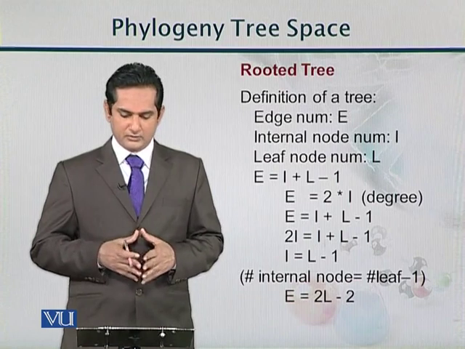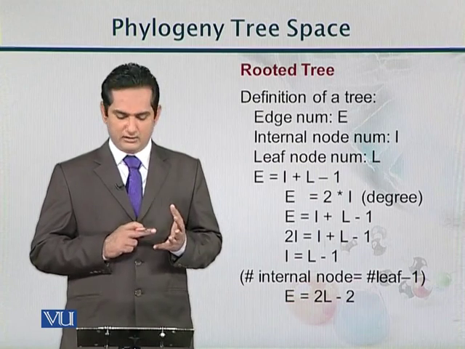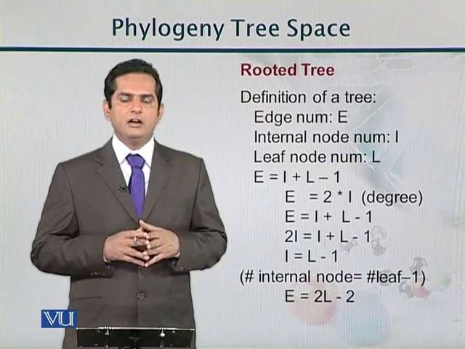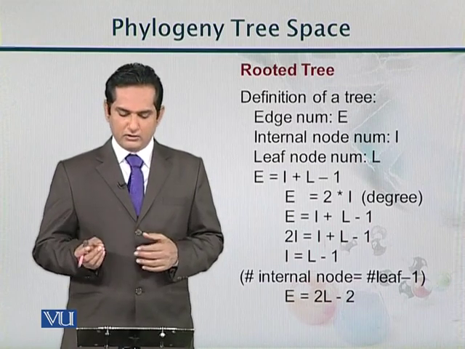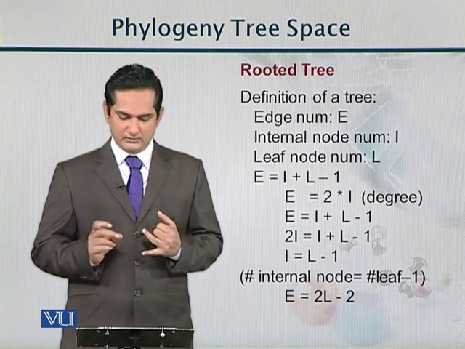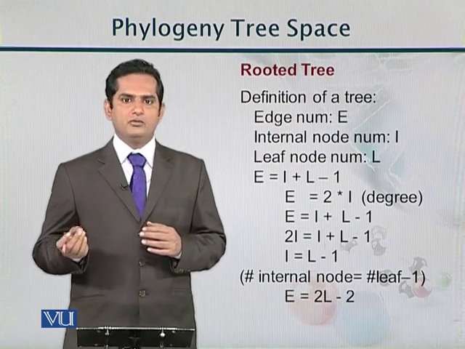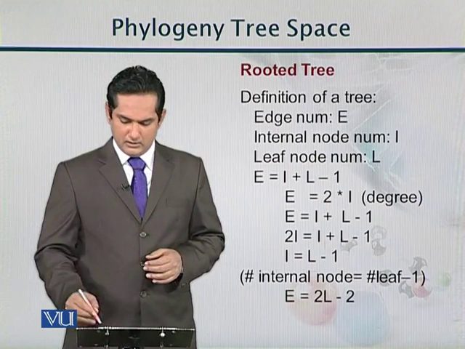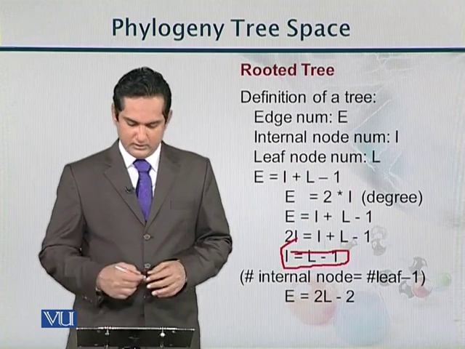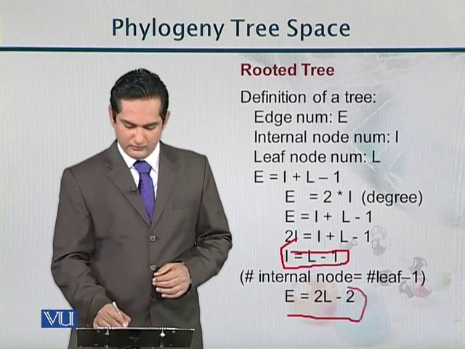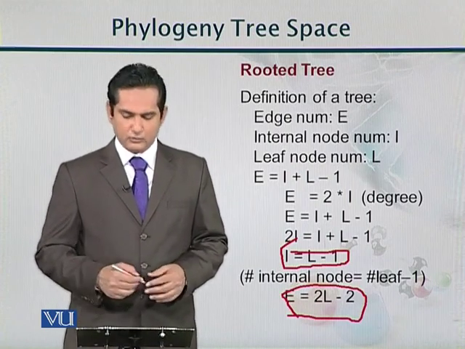Let's see from some assumptions. We have the edge number, denoted by E, the internal node number, which is I, and the leaf node number, which is given by L. As you know, E is equal to I plus L minus 1, which is the internal node number plus the leaf node number minus 1, that gives us the edge number. Also we have the degree sum of 2 into I, which is 2 into the internal node number. So it gives us I is equal to L minus 1, and finally we conclude that E is equal to 2L minus 2.